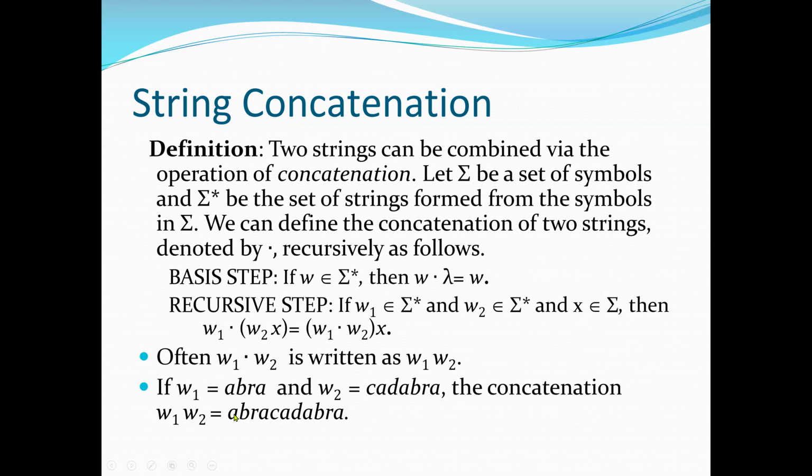So if W1 is ABRA and W2 is CADABRA, then the combination of the two strings, W1W2, will be adding them together. So we get ABRA, which is W1, then CADABRA, which is W2. So concatenation here means to join two strings together.